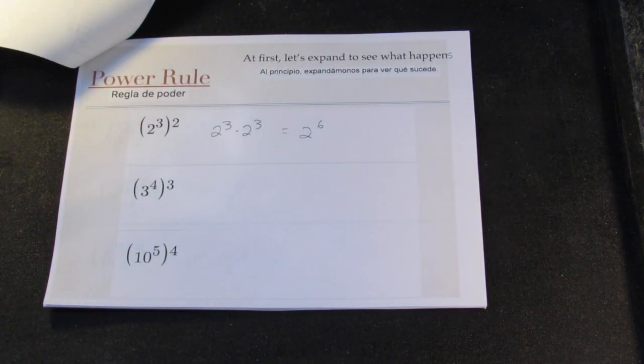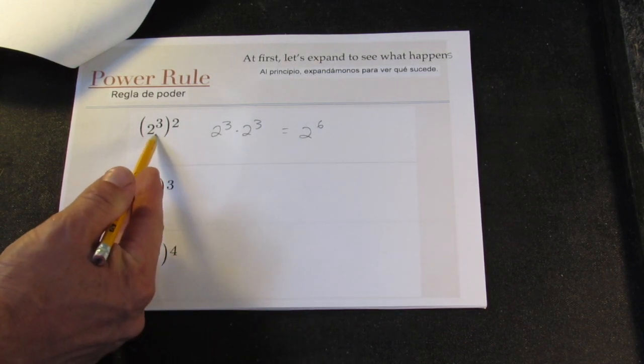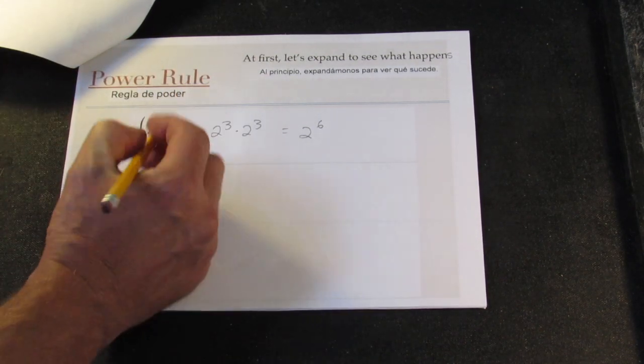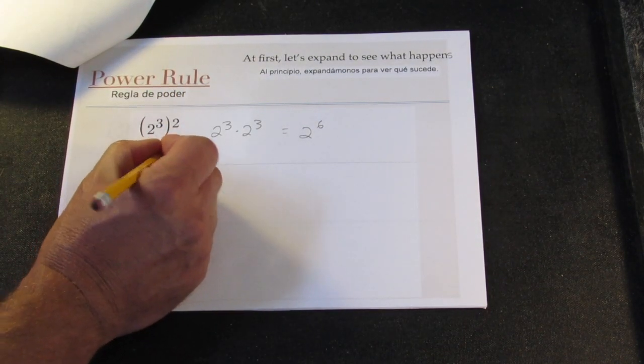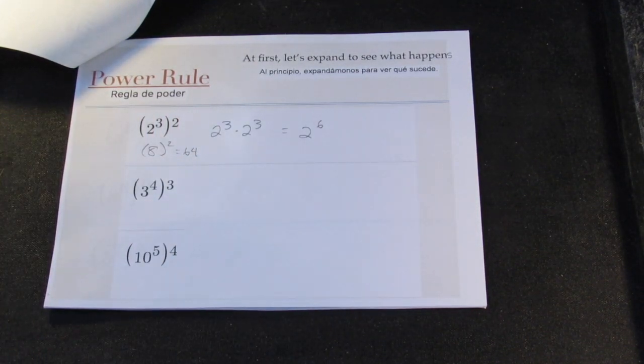I'm going to do a quick experiment with this one. I want to make sure that's right. So if I follow my order of operations, I solve what's in the parentheses first, right? 2 to the third power is 2 times 2 times 2, which is 8. And 8 squared is 64. Hope you all agree with that.